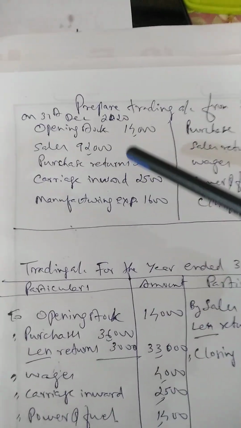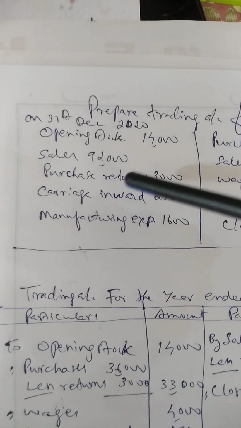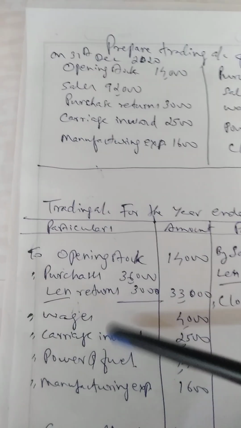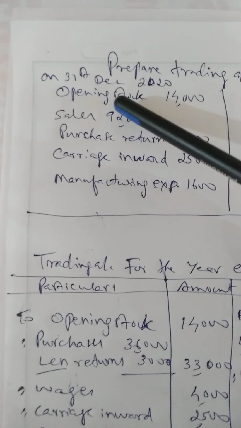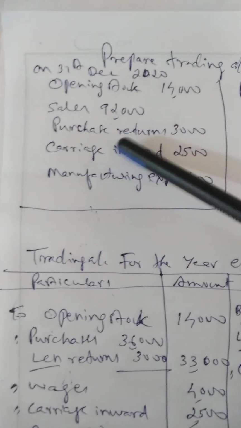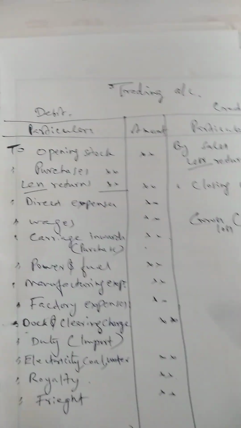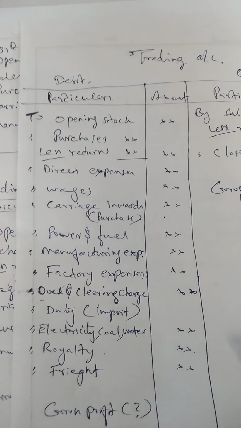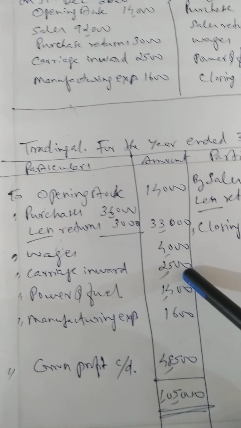Thereafter, we have to write other items in this debit side, but we have to check what are the items to be debited in the trading accounts. Okay, consider items one by one. Opening stock, then sales, purchase, and carriage inward. Where to show carriage inward? Check the format. Carriage inward is to be debited in the trading account, isn't it? Okay, it is to be debited. So carriage inward is debited.